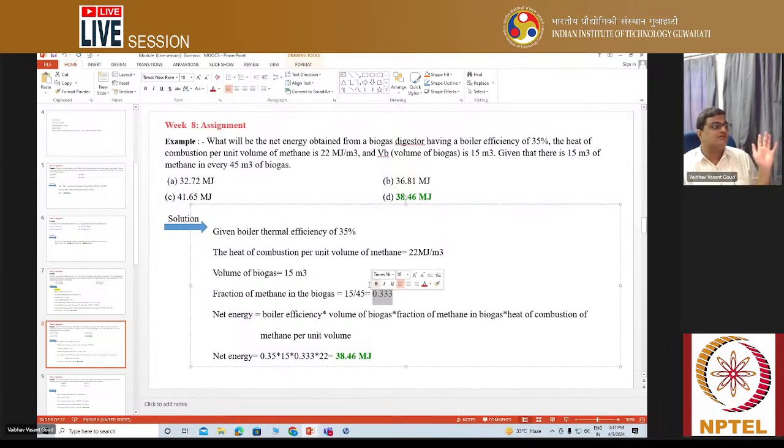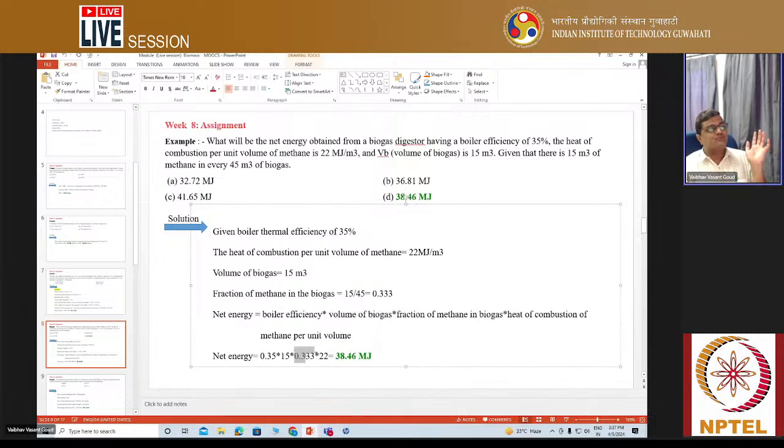This is very simple. The net energy is the boiler efficiency, 35%, times the volume of the biogas, 15 meter cube. Now you require the fraction of methane present in the biogas, because simply multiplying by the volume of biogas is not sufficient. Only the methane burning contributes to generating energy, because the other gases do not. Methane is the major fuel here, right? That's why the fraction is required. Multiply by its combustion value, and you get the net energy of 38.46. So this is very simple.